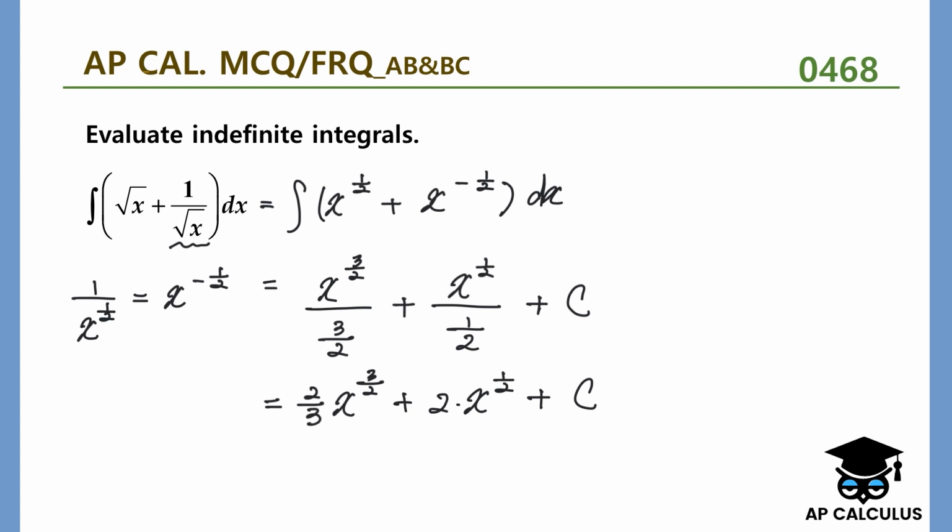We can leave our antiderivative in this form, or we can change this expression into radical form. If we rewrite it in radical form, that's 2 over 3 times the square root of x cubed, plus 2 times the square root of x to the power of 1, that's just x, plus c. Now we're done.